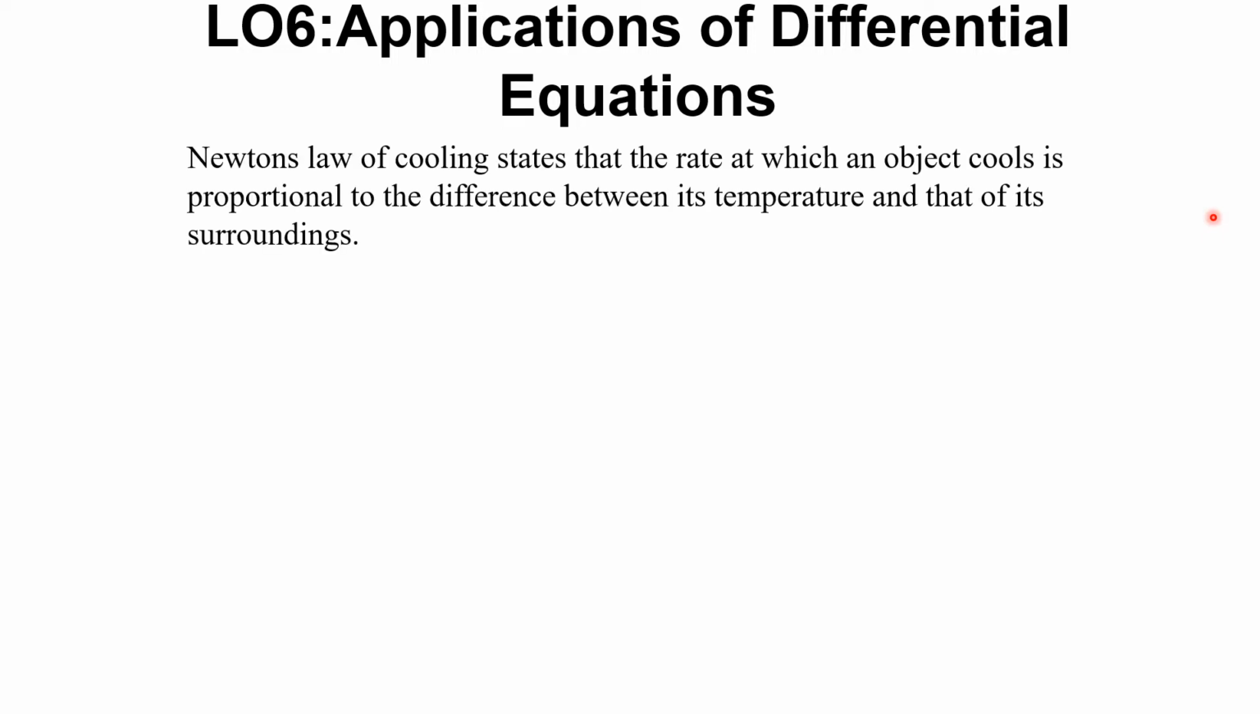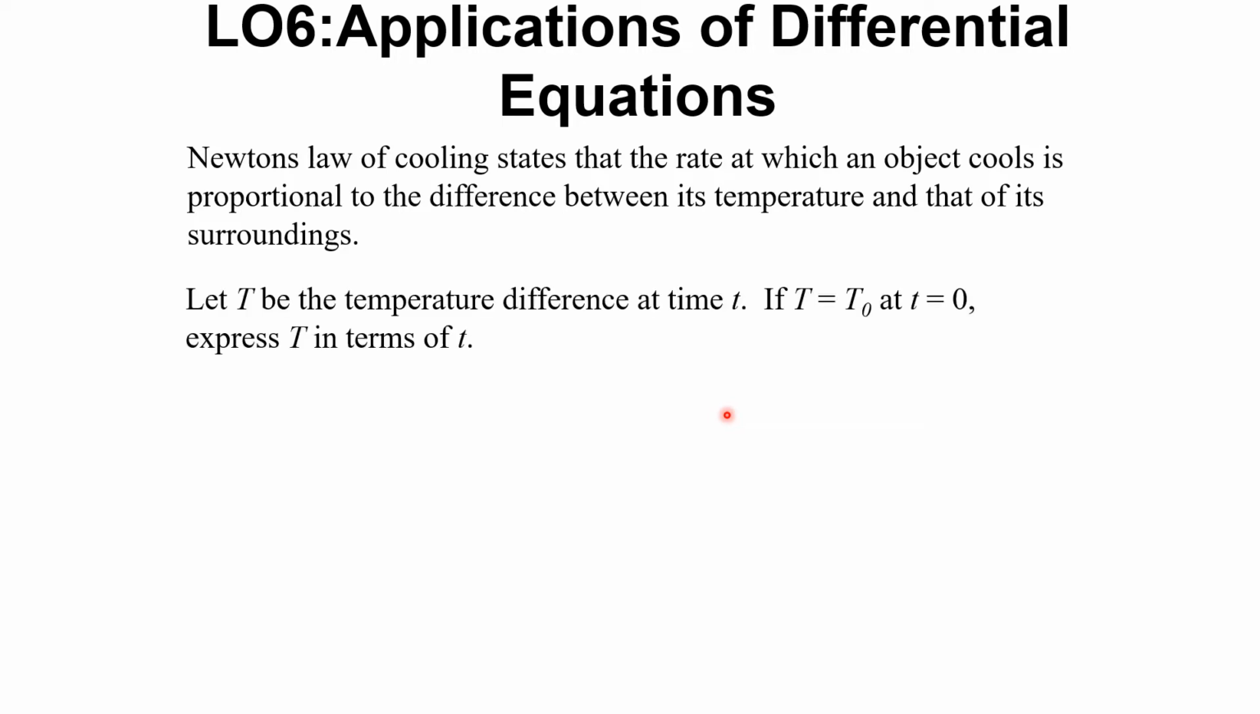For the first example, the very popular one is Newton's law of cooling. It states clearly that the rate at which an object cools is proportional to the difference between its temperature and that of its surroundings. For example, if T is the temperature difference at time t, then we take T0 as the initial condition, and you need to express T in terms of time.